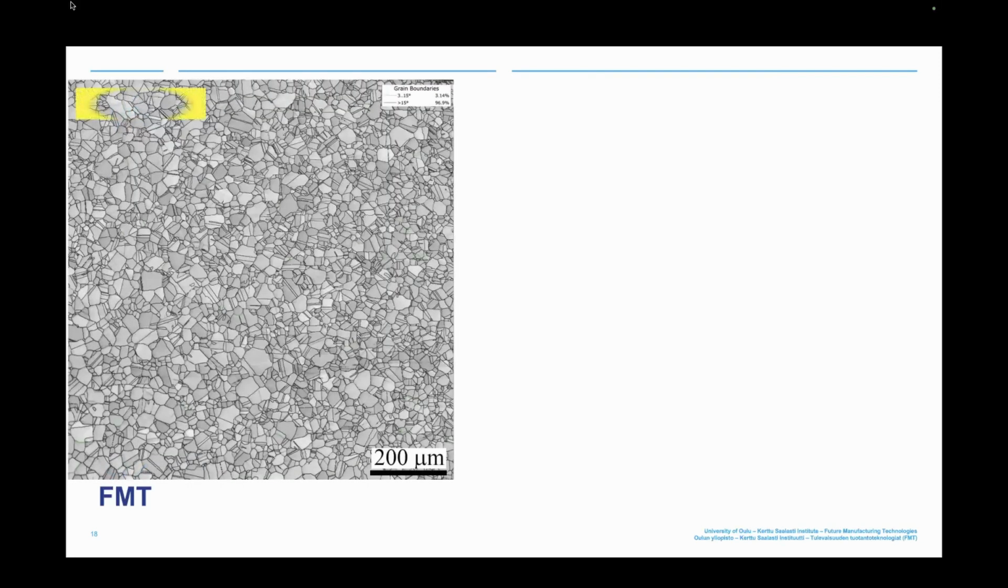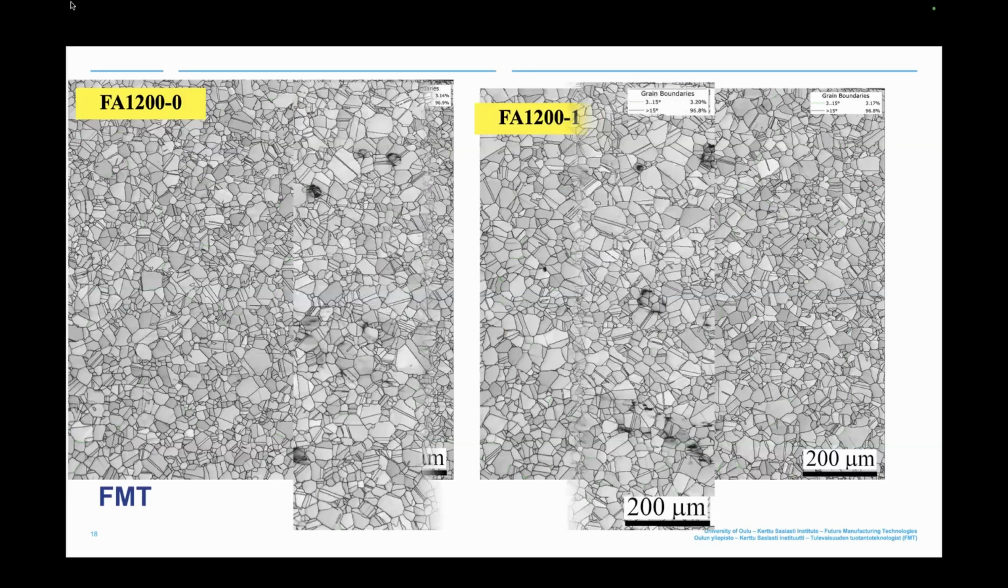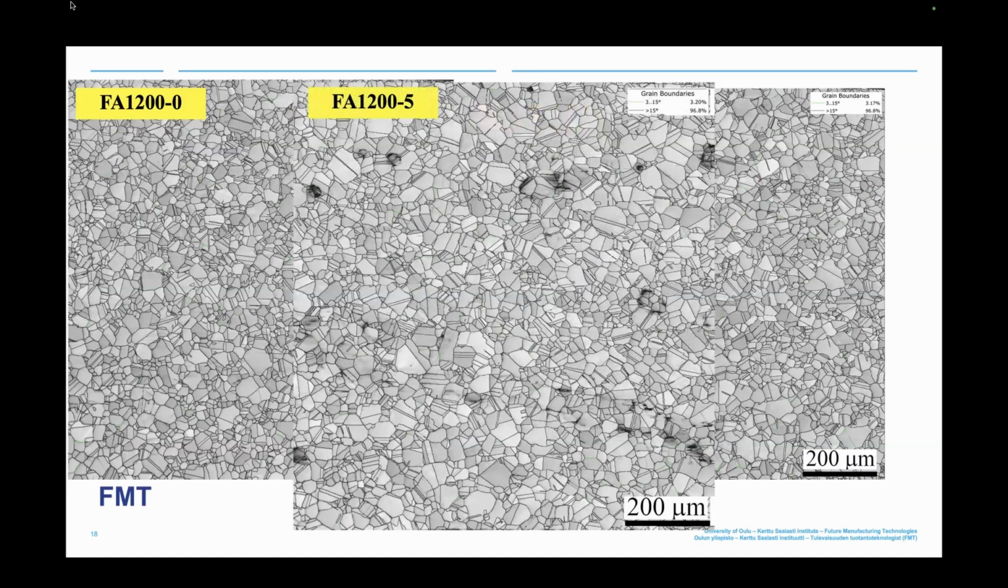Now we come to 1200, but without holding, and with 1 second and 5 seconds. We can see here, without holding, just 1200 flash annealing and fast cooling also gives full recrystallization. But something was very strange for us. We have a coarse grain structure, and the same for 1 second. There is no difference between 1 second and 0 seconds without holding. Even at 5 seconds, the difference was very slight.